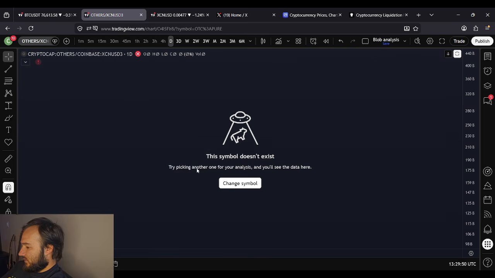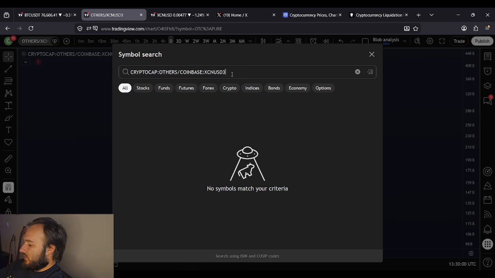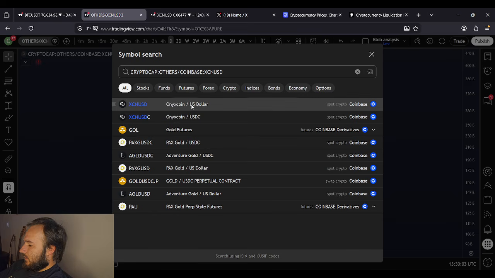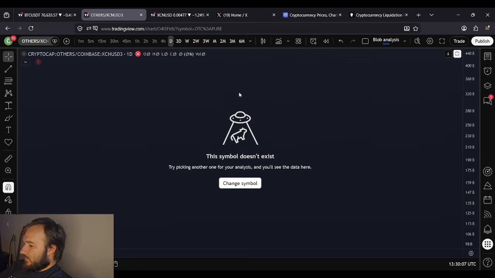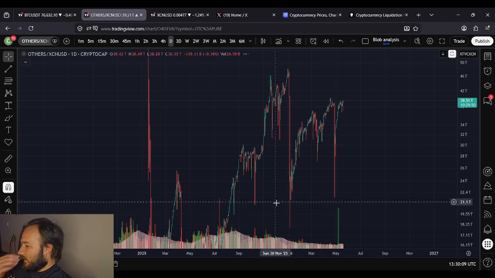This symbol doesn't exist. Well, yeah, it doesn't exist. I just made it. TradingView, what the hell, bro? Oh, USD3. No, okay. There we go. That's why. It's like I just made it. Let's see. There we go. Okay.